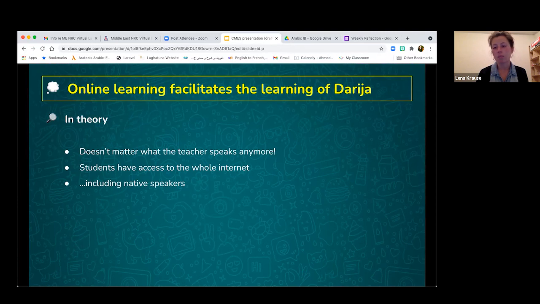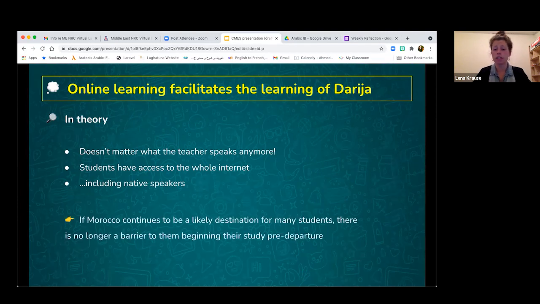And even though borders right now are a total mess, borders don't exist online. So if Morocco continues to be a really likely destination for a lot of study abroad students, there are no more barriers to them being exposed to Darija before they depart.